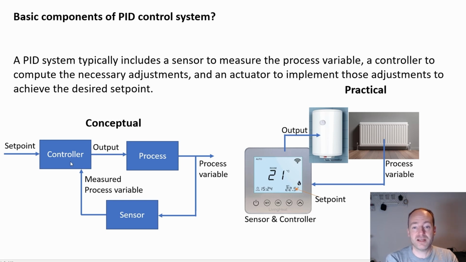So let's look at a practical example of that. Almost every house has got a system like this. In your house, or certainly in my house, I have a boiler, so that applies gas actually to heat the water to a certain temperature. That water's pumped through the radiators in the house to control the temperature in the room.